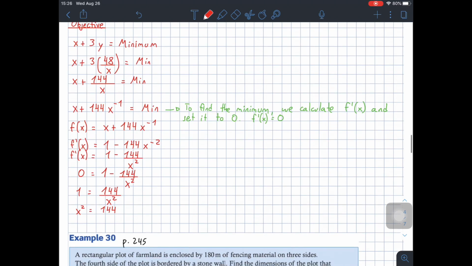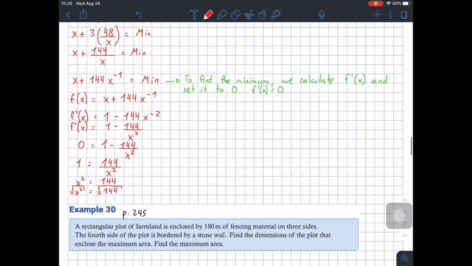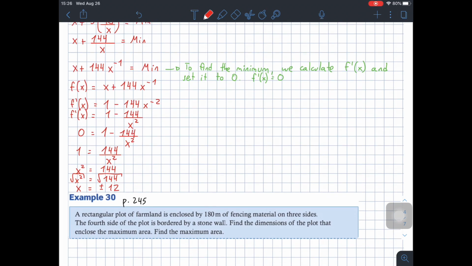If I take the square root of both sides, square root of x squared equals the square root of 144, we get as an answer, remember square root has two solutions, so plus or minus 12, right? Square root of 144 is 12. So there are two possibilities: either x is equal to positive 12 or x may be equal to negative 12.